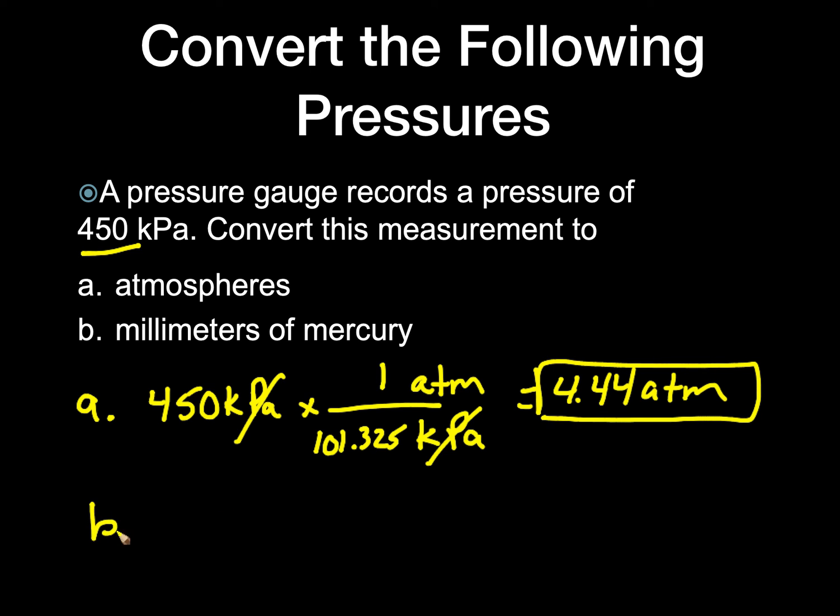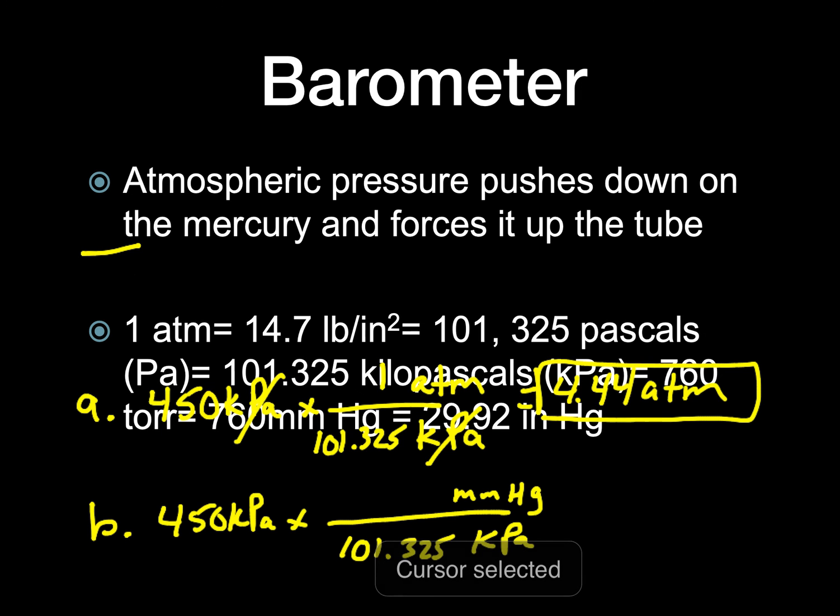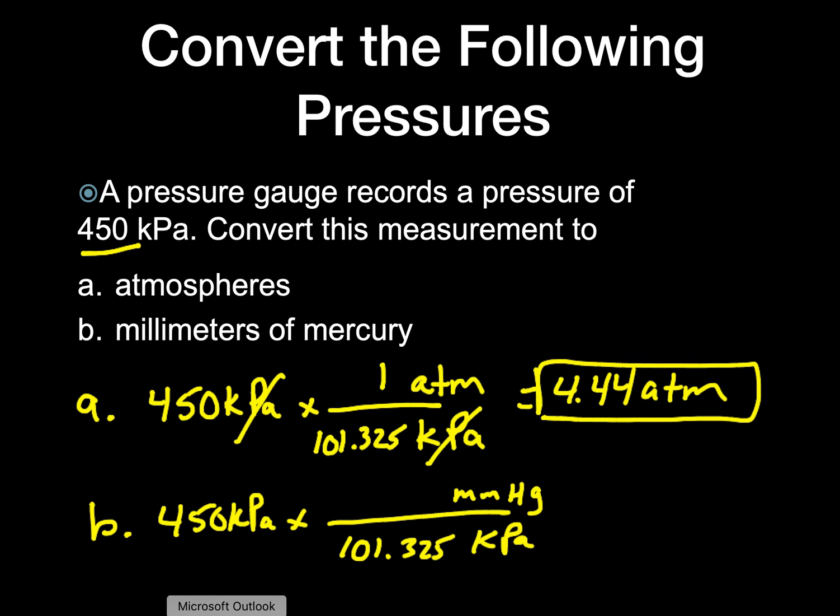Now for the second one, we want to go to millimeters of mercury. So we have our 450 kPa, and we want to go to millimeters of mercury, so mmHg over kPa again. We know our kPa number, 101.325. What's our millimeters of mercury number? If we look at our chart, we know it's 760 millimeters of mercury. So 760 will be on top. So 450 times 760 divided by 101.325.